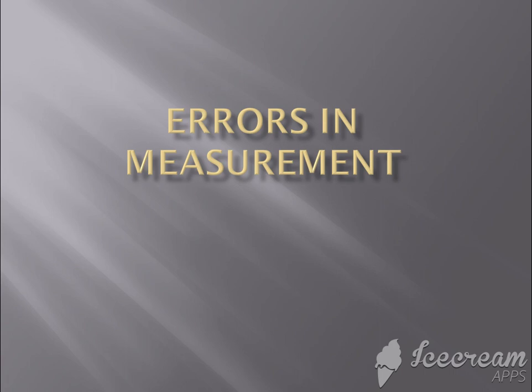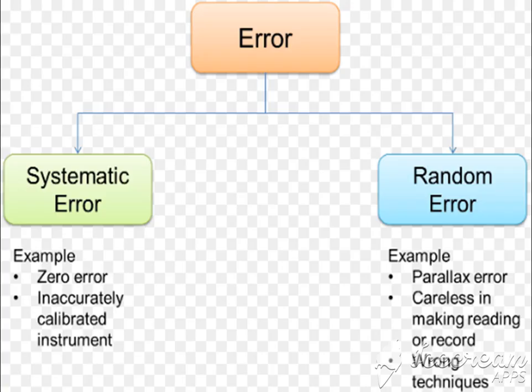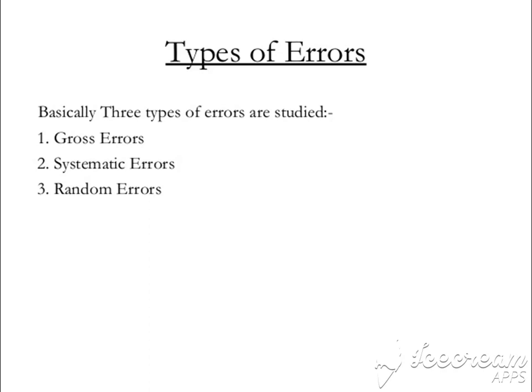The next topic that we have to cover today is errors in measurement. Now, see, error is a part of physics, error is a part of life. We make mistakes, that is an error. So, while doing experiments, while measuring quantities, while taking observations, there are certain errors that we commit. Errors are basically of three types. The first is gross, the second is systematic, and the third is random error.